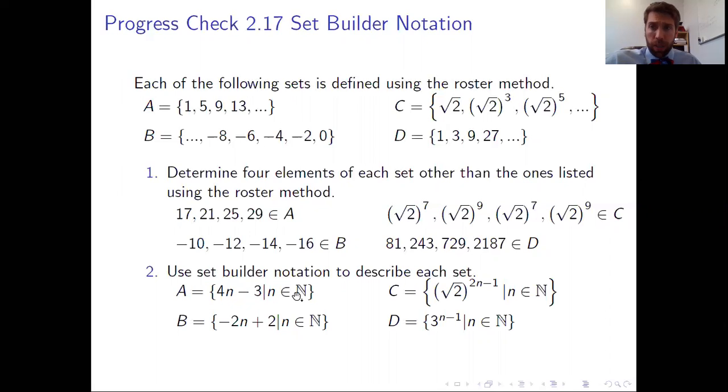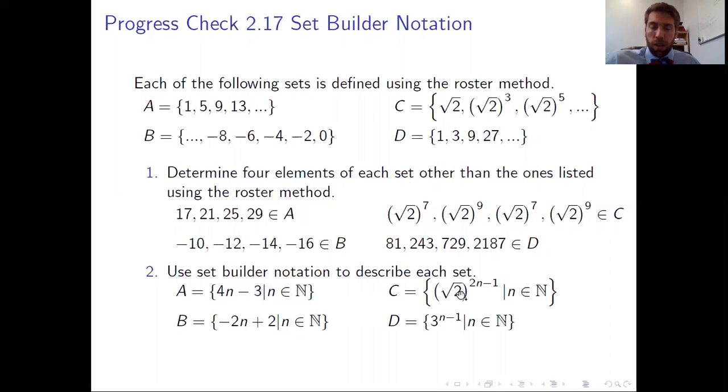So in this book, natural numbers start with 1. So that means that my lowest number is 1. So 4 times 1 minus 3 is 1. So I get the lowest number and I keep going up. Again, the lowest number is 1. So I start with 1 and I get negative 2 plus 2 is 0. So there's there. Then just keep going down by 2 as n increases.